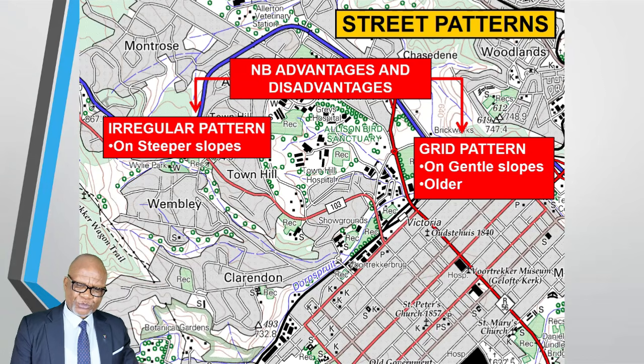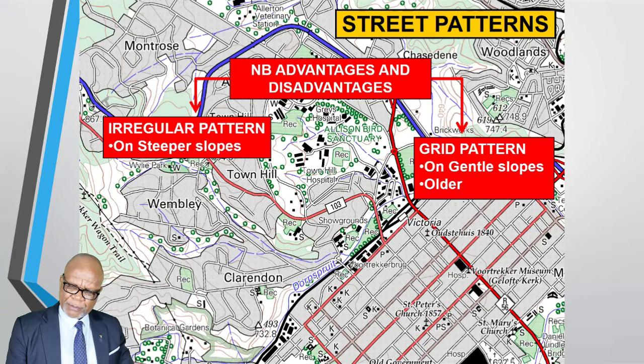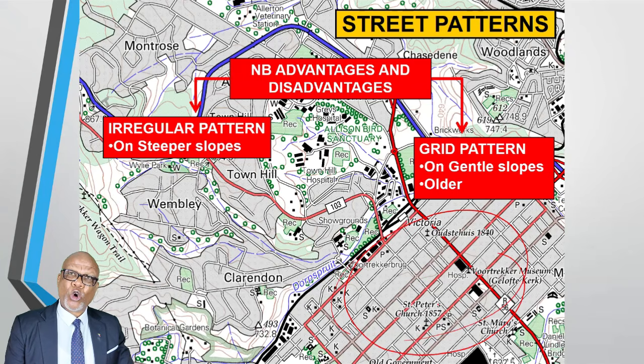Number one, we're looking at grid pattern. This is the grid pattern, the gridiron pattern. The gridiron pattern is a characteristic of an older settlement. How do you tell it's an older settlement?